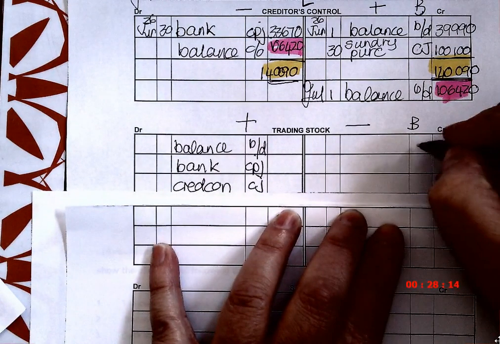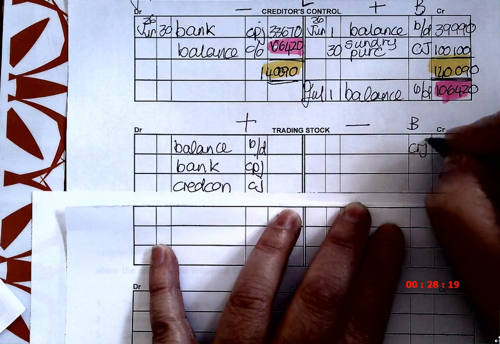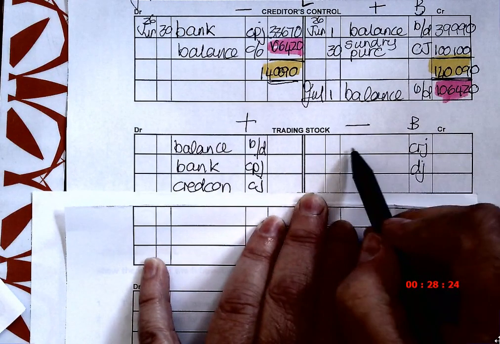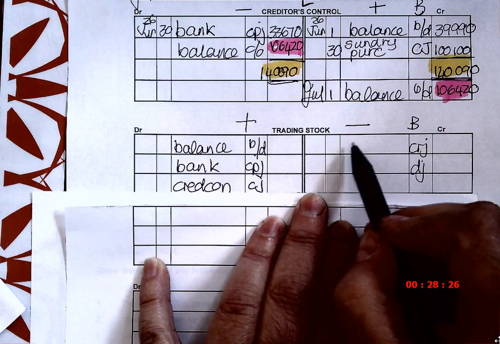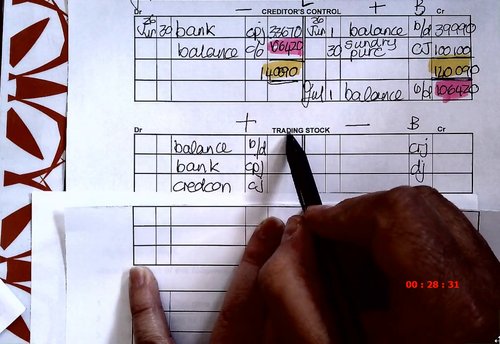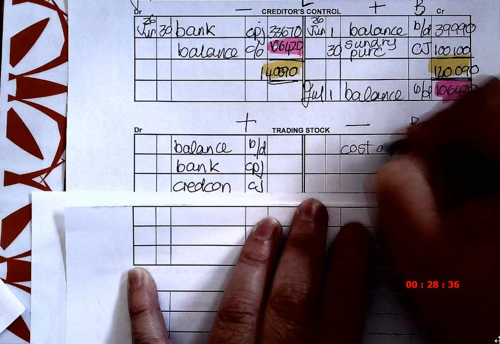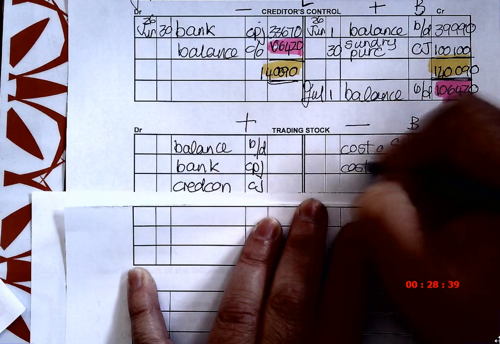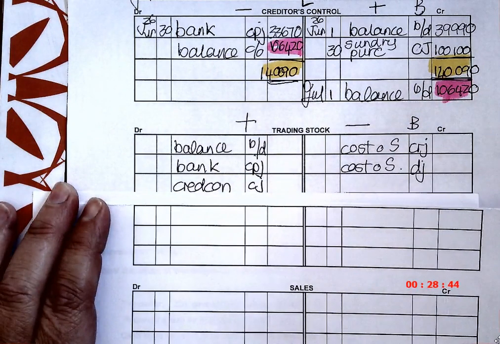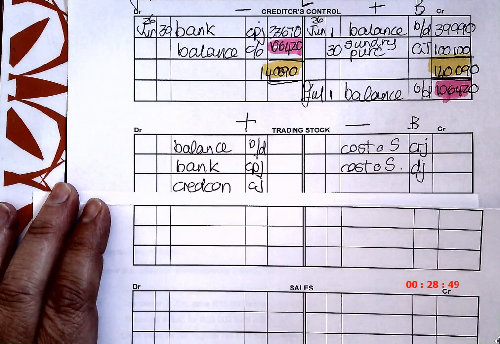How do I sell it cash? Oh, in the CRJ. How do I sell it on credit? Oh, in the DJ. But I'm not going to write debtors and bank because I'm not interested in the sales price. I'm interested in the stock that I lose. So I'm going to write cost of sales, because I want the cost price of the goods that I sold, because I want to keep track of my trading stock. So in the end, my balance will tell me how much stock I've got left.